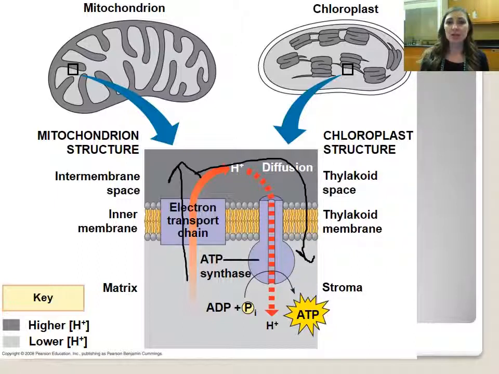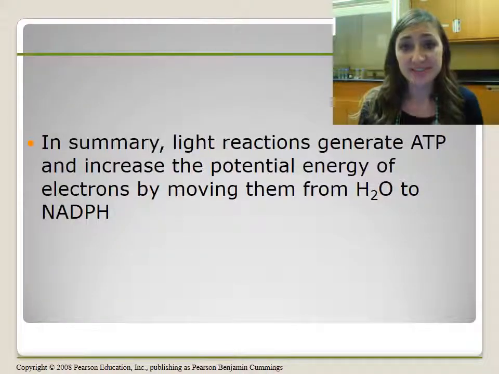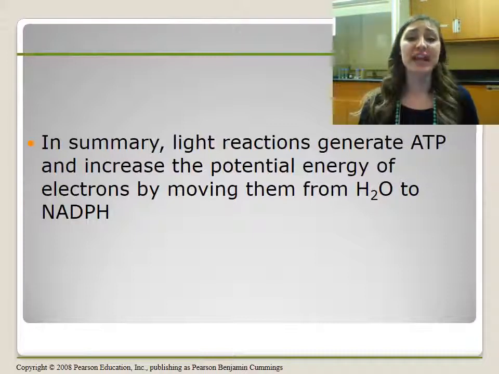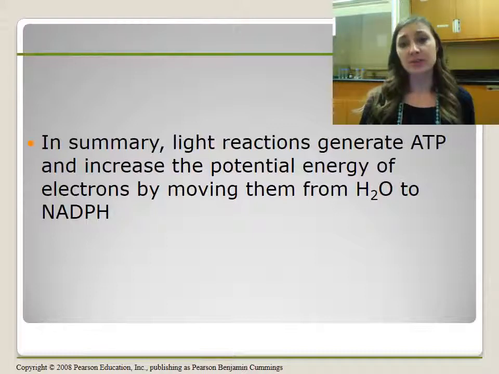They want to reach equilibrium again. The only place they can go through that membrane to reach equilibrium is through ATP synthase, which is an enzyme that produces ATP from ADP and inorganic phosphate. So the idea, the mechanism is the same, the location in the cell is different. If we were to sum it up in one sentence, your light reactions generate ATP. They increase the potential energy of electrons as they move them from water to the electron carrier NADPH.